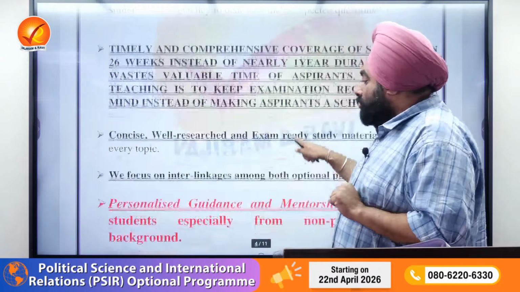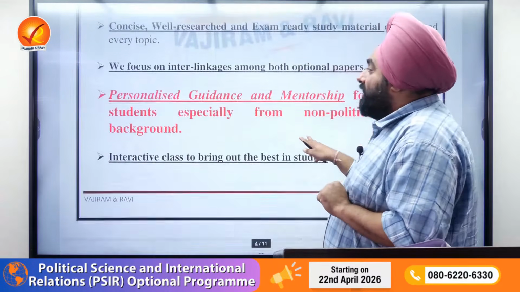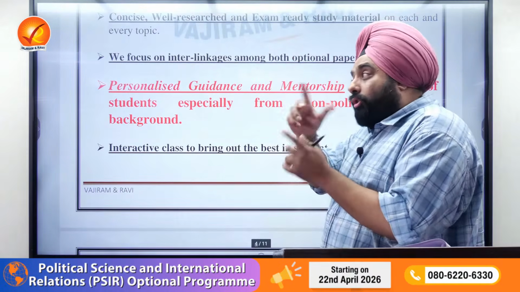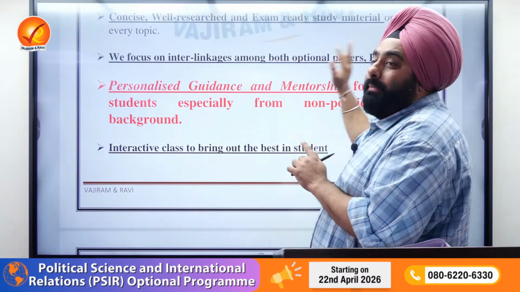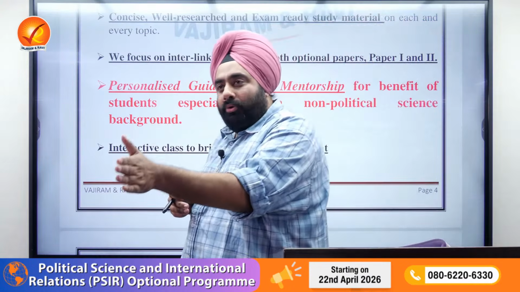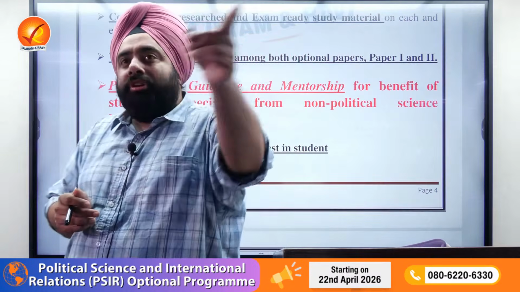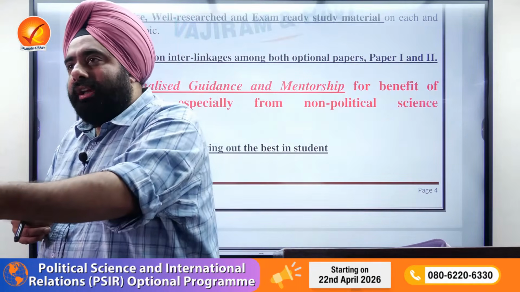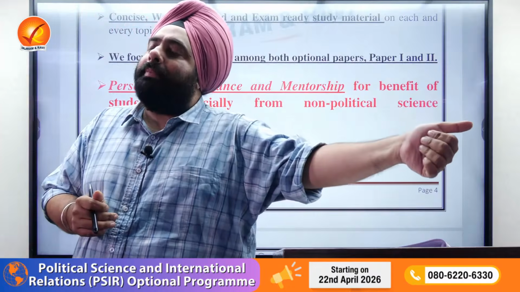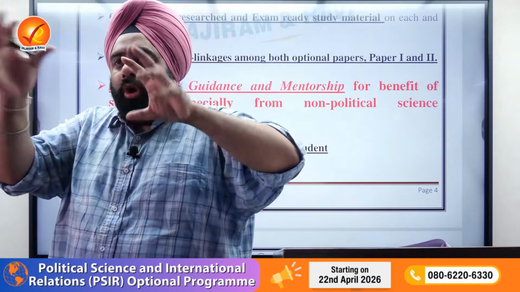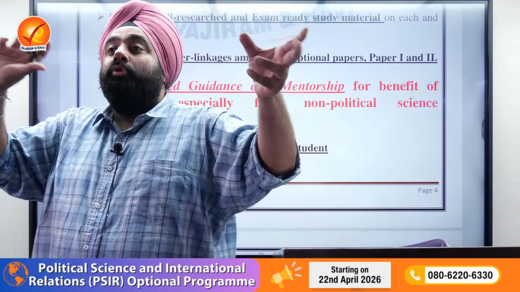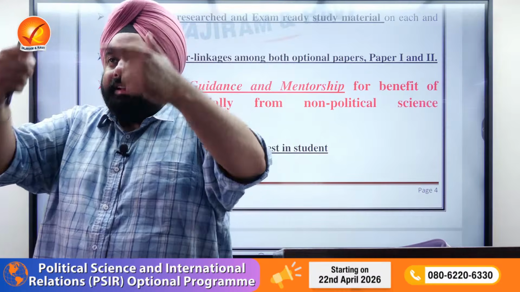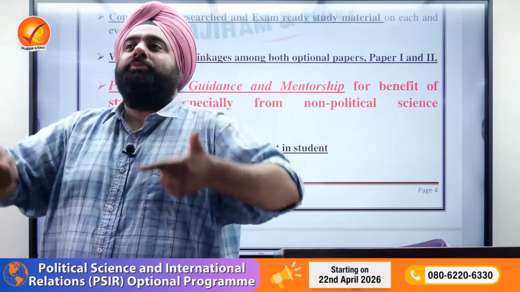Then, students, as far as our course is concerned, we also realize that there are a lot of interlinkages in both optional papers. You have the Marxist approach in PSR paper 2, and you study Karl Marx in paper 1 as well. You study the idealist theory here, and you also study liberalism and idealism in paper 1. So PSR paper 1 topics and paper 2 topics are interlinked. That interlinkage you also have to understand, which we will explain to you in class.